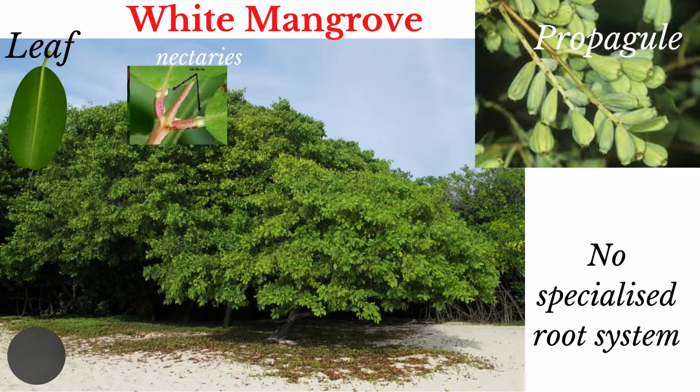Now onto the white mangroves. These are usually found furthest inland and at the highest elevation. Notice in the picture that these mangroves are rooted in solid ground. However, they still get inundated with salt water from time to time. They usually do not have specialized roots like the others. They can be easily identified by two glands called nectaries at the base of each leaf, which get rid of excess salt. These leaves are round instead of pointy and are shiny on both sides. They have the smallest propagules of all the three mangroves.